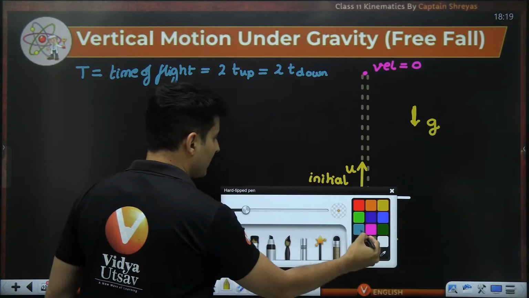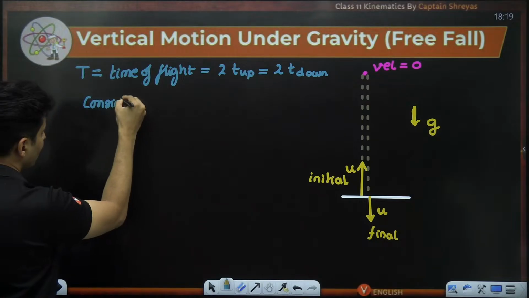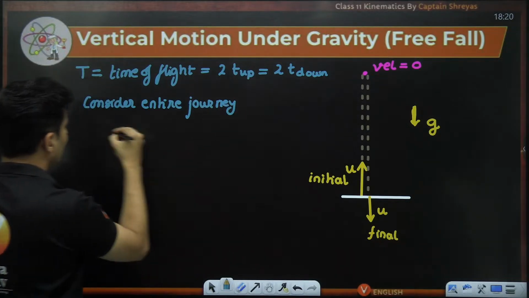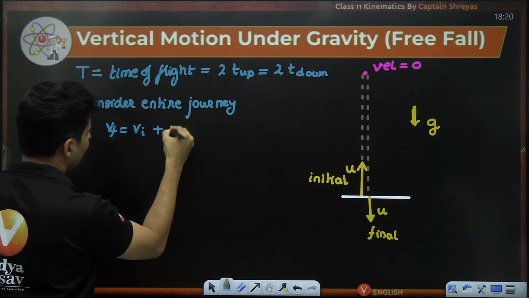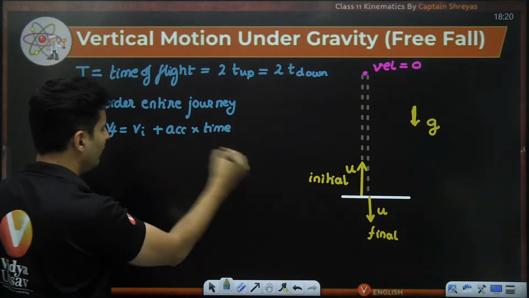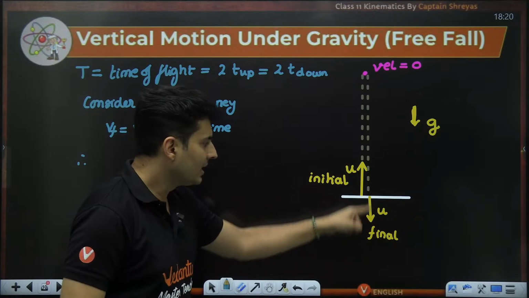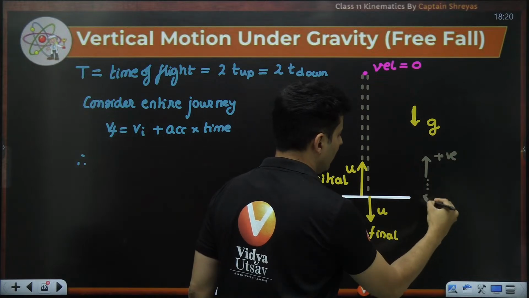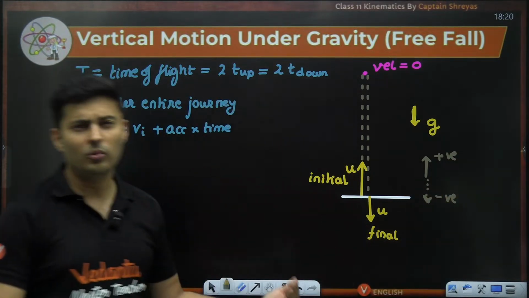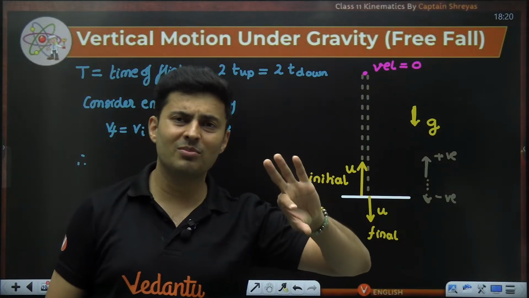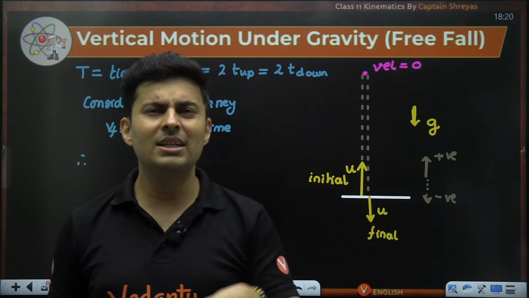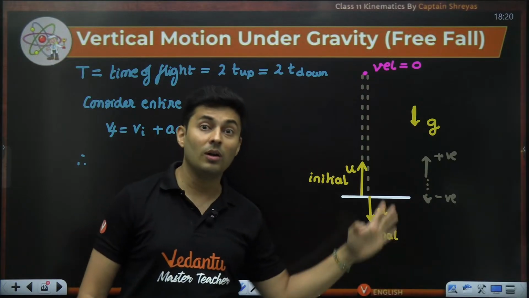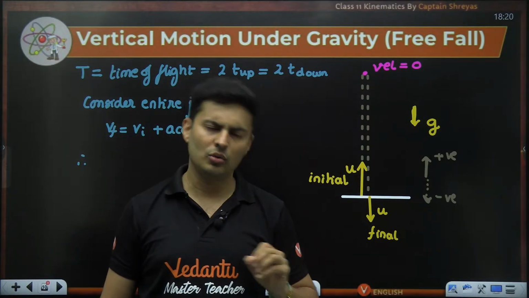If you consider the entire journey, final velocity is initial velocity plus acceleration multiplied by time. First kinematic equation. Final velocity is down. Okay, let me see what my sign convention says. Upward, I can choose to be positive. Downward, I can choose to be negative. There is no harm in choosing downward positive, guys. Then whatever is positive will become negative, whatever is negative will become positive. It's like multiplying that equation with negative 1. So don't think, sir always took upward positive, I have to always choose upward as positive. Nothing like that. You can choose downward also positive.